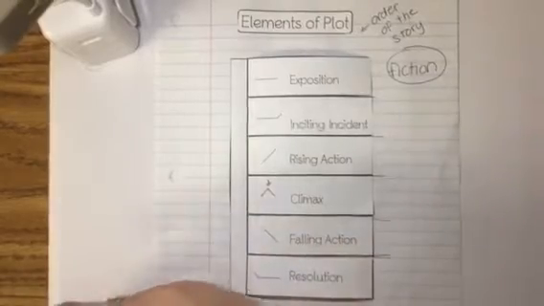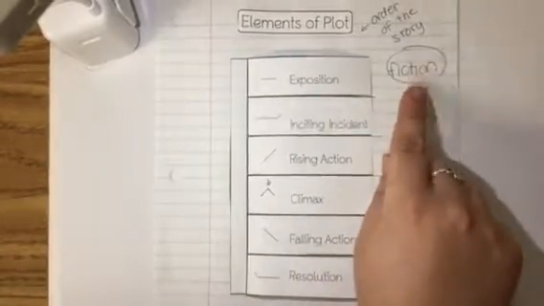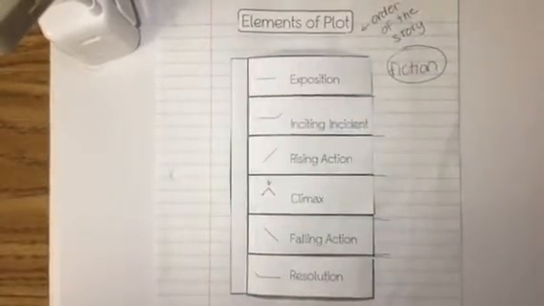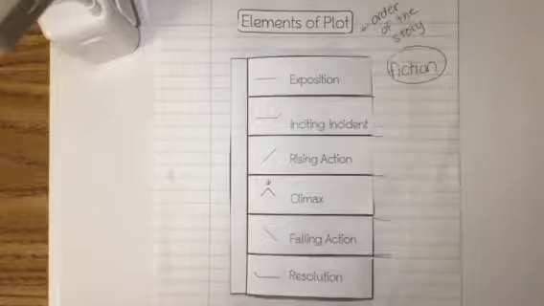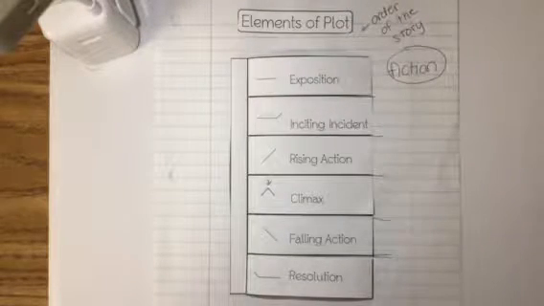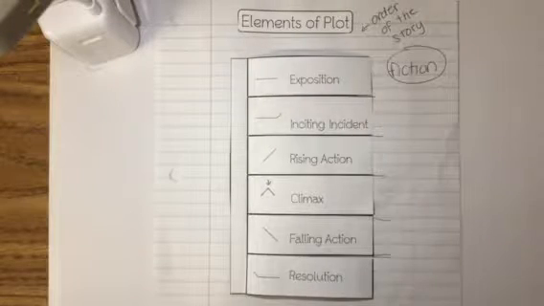Now, plot is found in any fiction story. There usually is not a plot in an informational or nonfiction story because those are just telling us facts. A fiction story is telling us a story or a journey of a character, and so there's always an order in the story of those books.